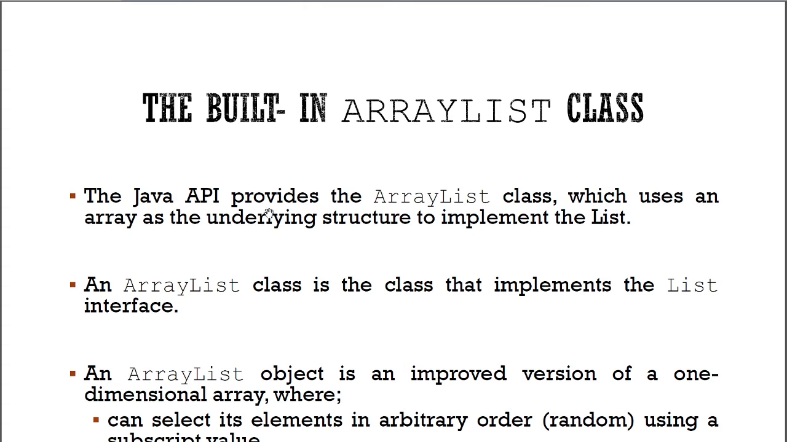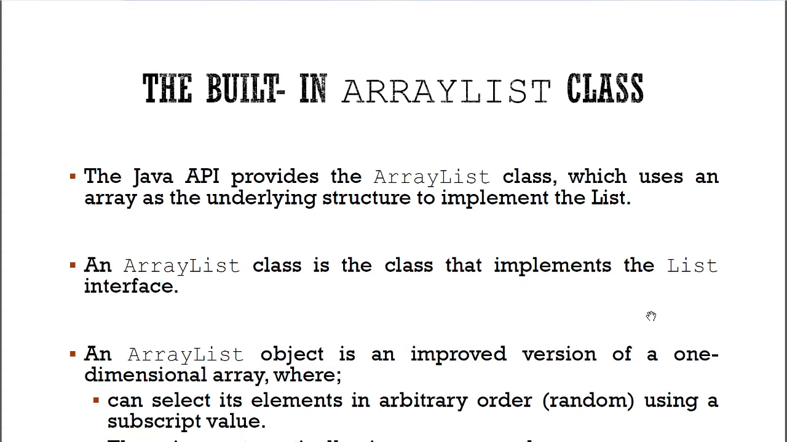In Java, the Java API provides a predefined ArrayList class, which is an array. This ArrayList data structure uses an array as the underlying structure to implement the list. Let's say you have a list of students, so the student objects will be stored by using an array for you to implement ArrayList. So the ArrayList class is the class that implements the List interface.